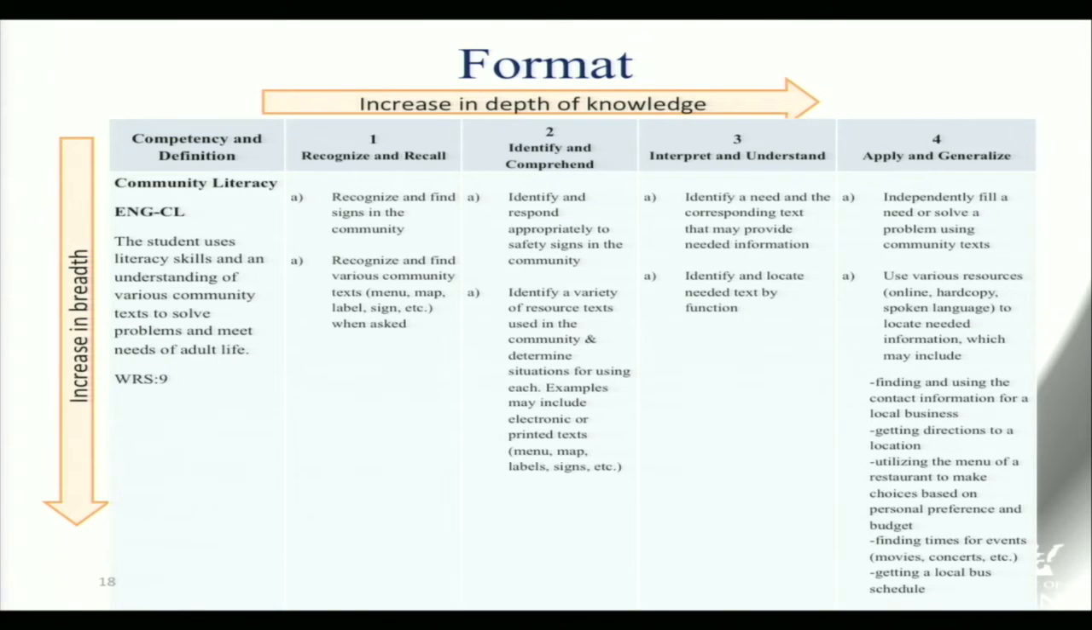Now we will look at the format of the curriculum map. On each page of the map, you'll see a table that resembles the table on this slide. The table consists of 2 rows and 5 columns. In the top row, you see labels for each column. The first column is labeled competency and definition.